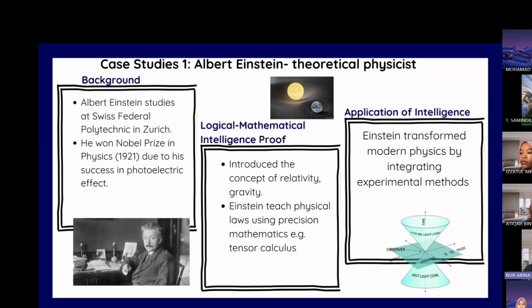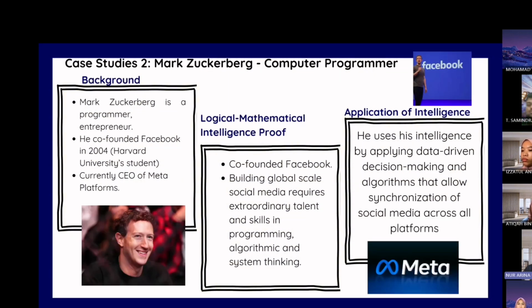Second, his logical mathematical intelligence proof. He introduced the concept of relativity and gravity. Einstein also taught physical laws using precision mathematics, including tensor calculus. Lastly, application of intelligence. Einstein transformed modern physics by integrating experimental methods. Second case study is Mark Zuckerberg.